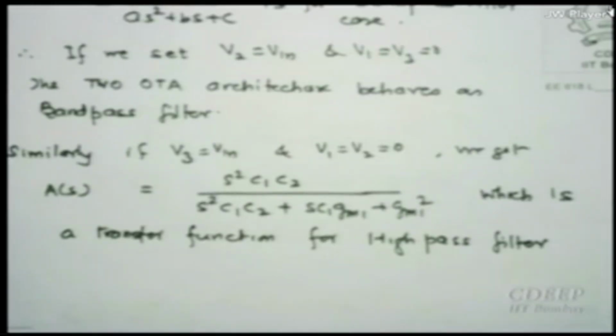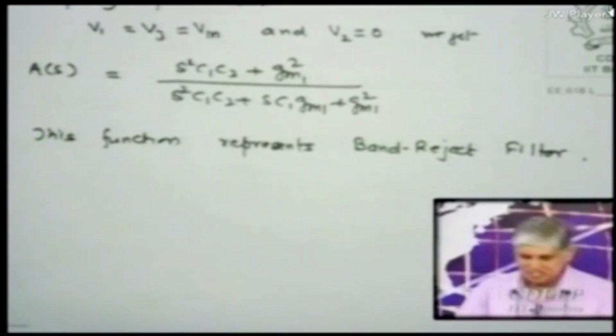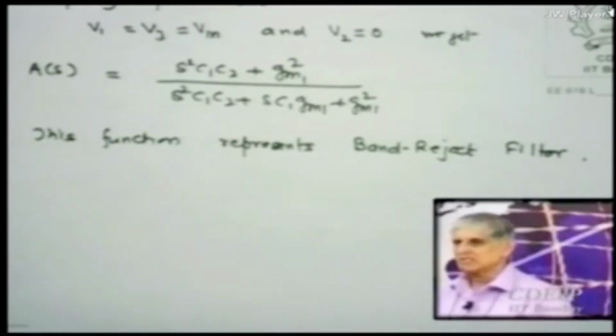So if you have seen it, the denominator for all of them is the same: S square C1 C2 plus S C1 GM plus GM square. This is the denominator for all four of them. The filter is only on the top, whichever kind. So if I put the final filter, which is V1 equal to V3 equal to Vin and V2 equal to 0, then I get this transfer function, S square C1 C2 plus GM1 square, upon the same denominator, and this represents a band reject filter.